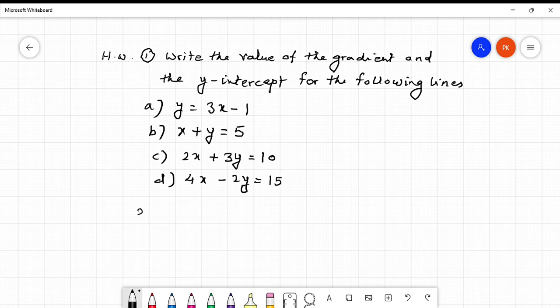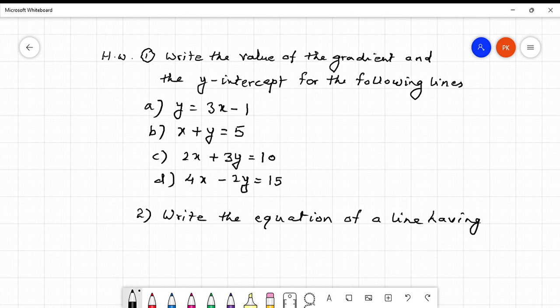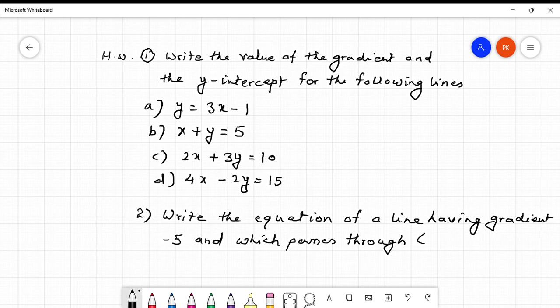And take the second problem. Write the equation of a line having gradient -5 and which passes through (3, 7).